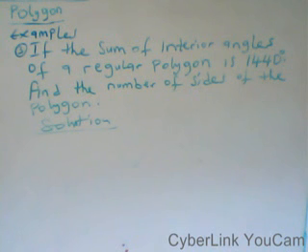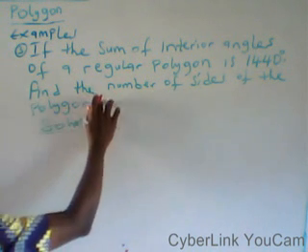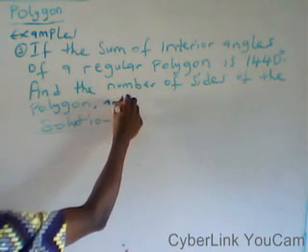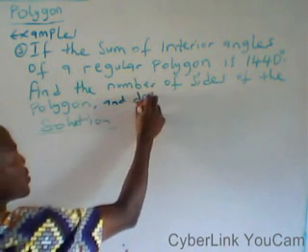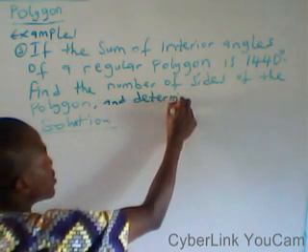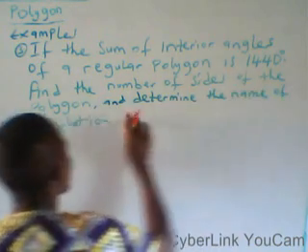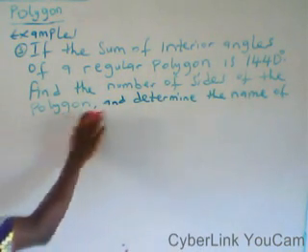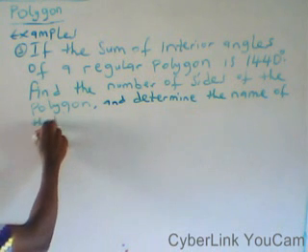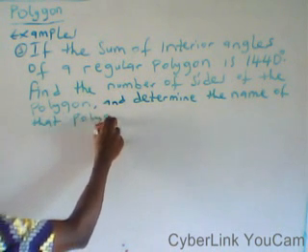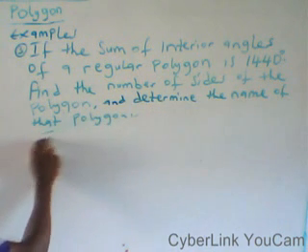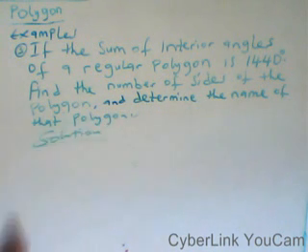Let me include another question to it: and determine the name of that polygon. Here we want to determine the number of sides. After we determine the number of sides, we now name that polygon. We are going to name the polygon.